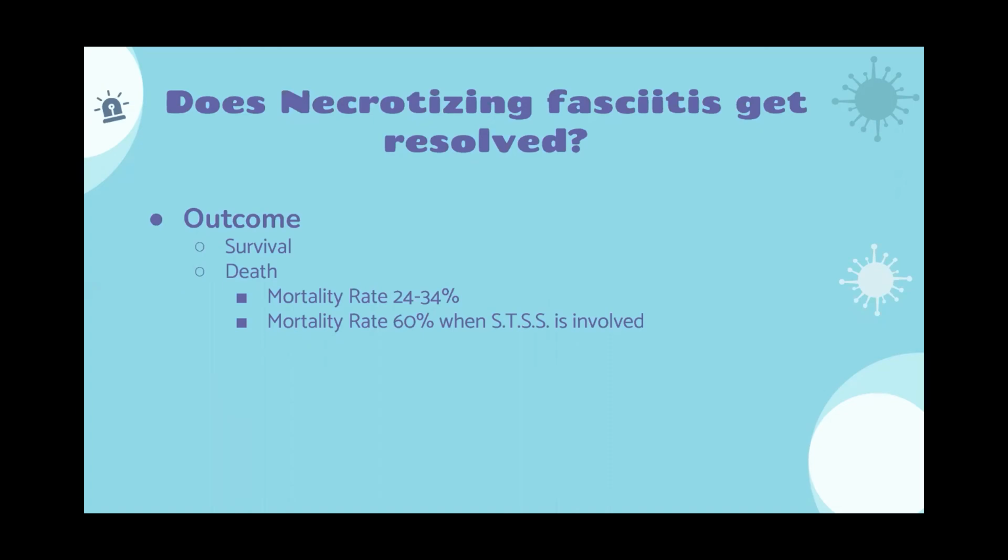Aspergillus can cause both necrotizing fasciitis and streptococcal toxic shock syndrome, which a combination of both will give you a survival rate of like only 40%. So 6 out of 10 people will die from necrotizing fasciitis when streptococcal toxic shock syndrome is also involved.